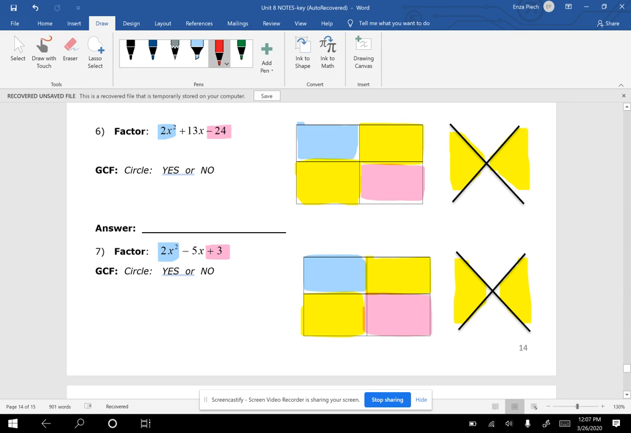Okay, bottom of page 14 in the Unit 8 note packet, we are factoring. So when we're factoring and we have an a value that is not equal to 1, just like here, this 2, means that we need to use the diamond and the box. So in order to get the top number here, we're doing a times c. So for us, that's 2 times negative 24. So we end up with negative 48 up here.